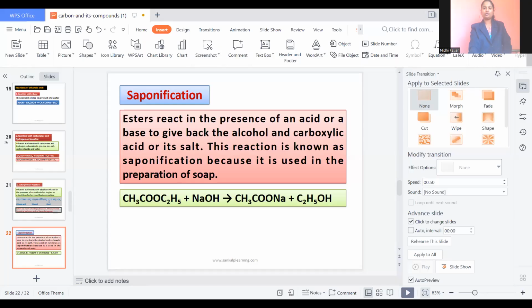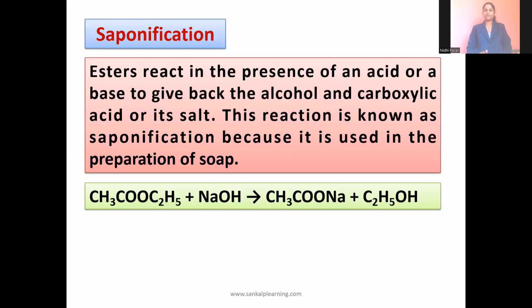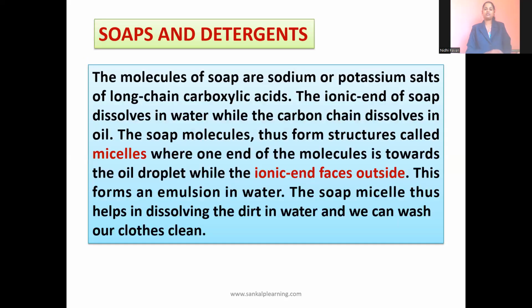So we know that soaps and detergents are our basic needs, right? Both we use for cleaning purposes. One is to clean our body, the utensils and the clothes. The other is to clean the clothes. So soaps and detergents, how are these made? The first slide goes, we will read the slide first.